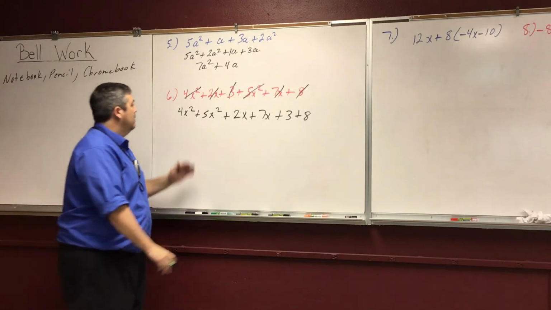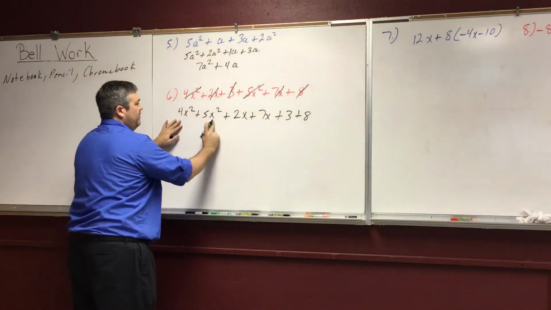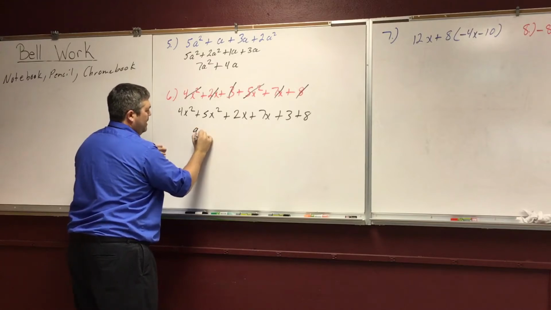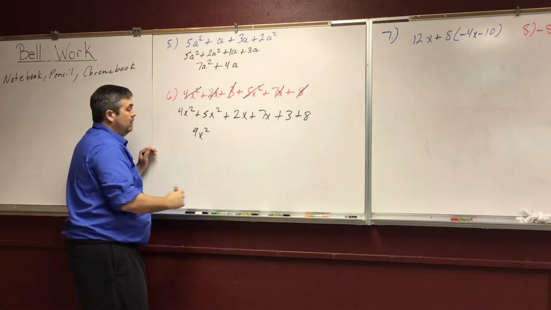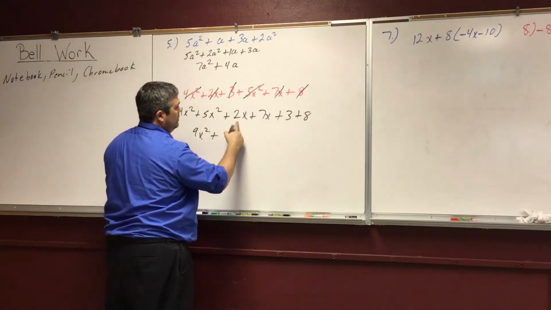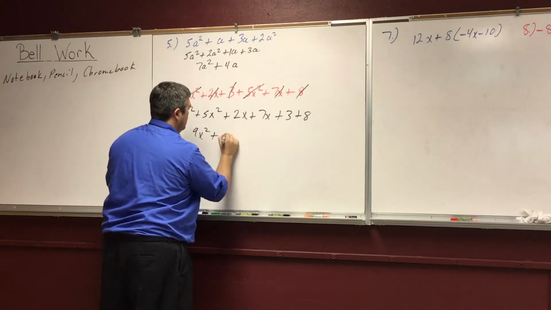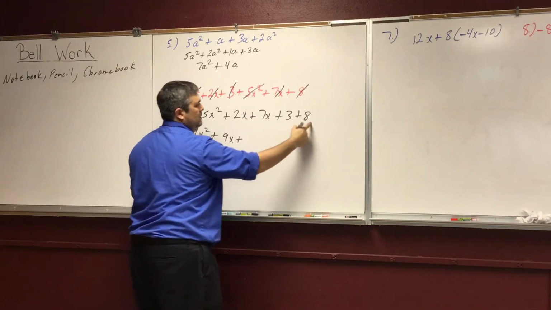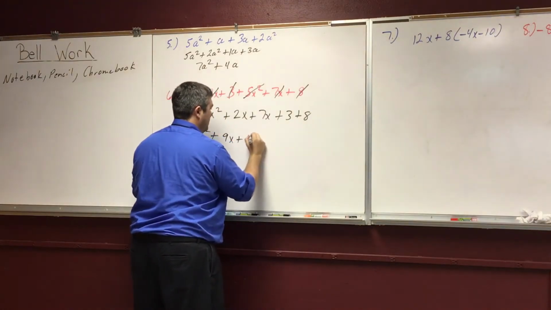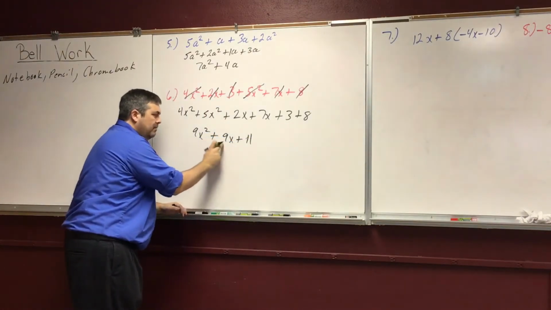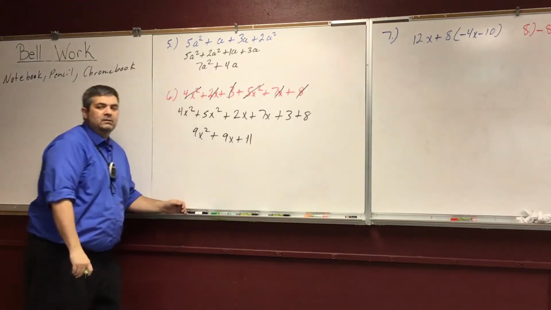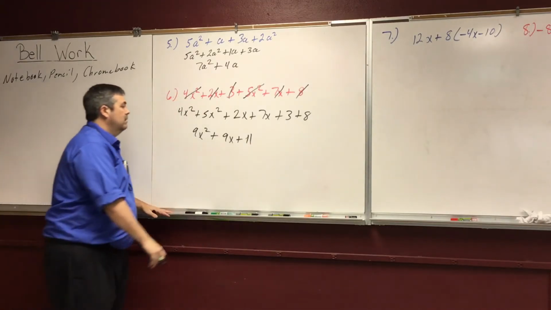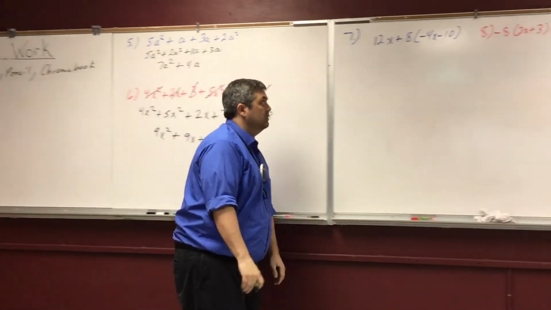Now I can combine this. Okay? 4x squared plus 5x squared, same variable, same exponent, yep. 9x squared plus 2x plus 7x, 9x. So those two plus 8 plus 3, 11. And now I cannot combine all of these because they don't have the same variable raised to the same power. That one doesn't even have a variable, so you can't combine that.